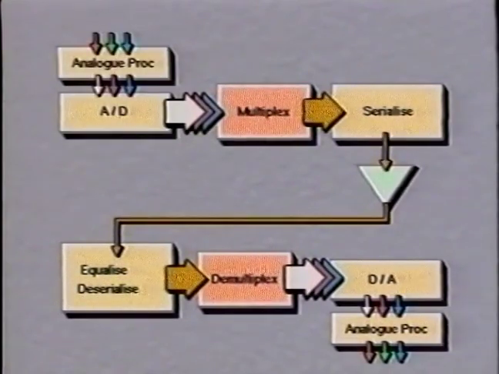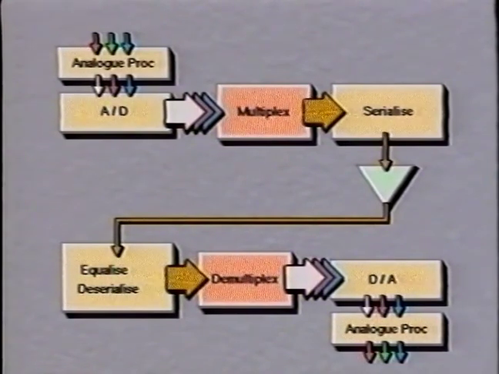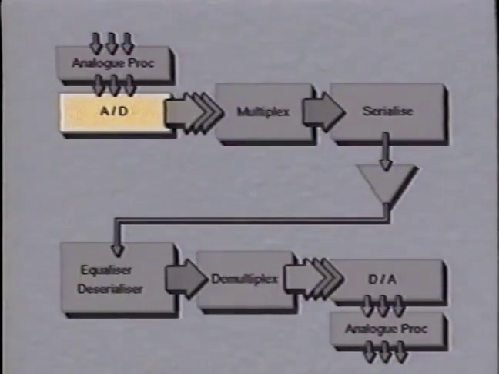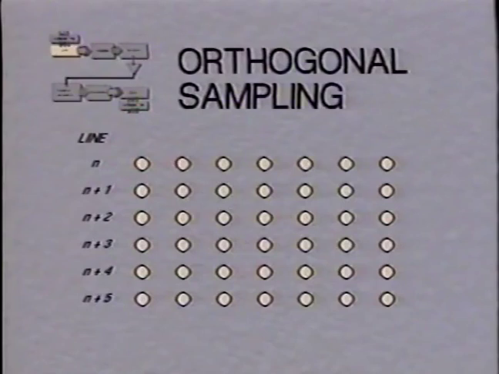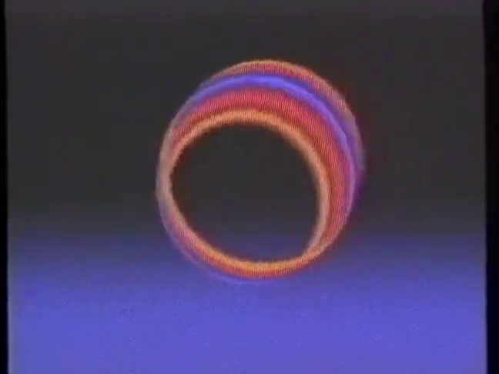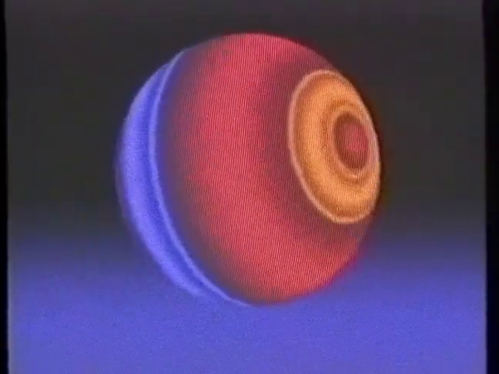We will now look at the individual processes in more detail, starting with the sampling process at the A to D converter. The samples are coherent and form part of an orthogonal sampling structure, which means that corresponding samples on adjacent scanning lines are aligned vertically, so the positions of corresponding samples on all lines are the same. This lends itself to better data manipulation, especially where interpolation is required.